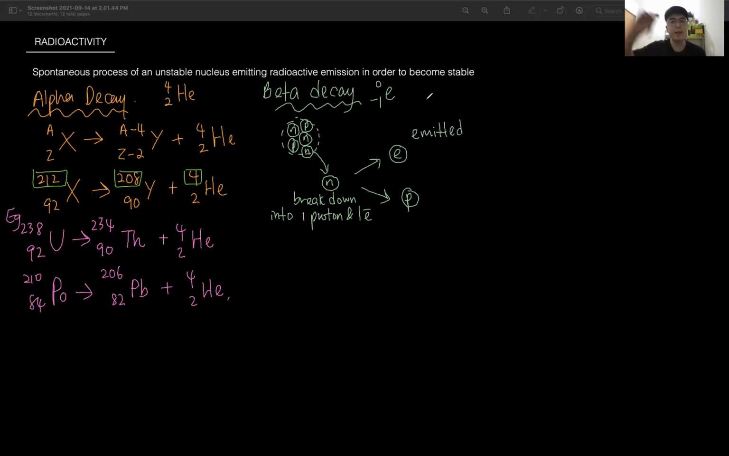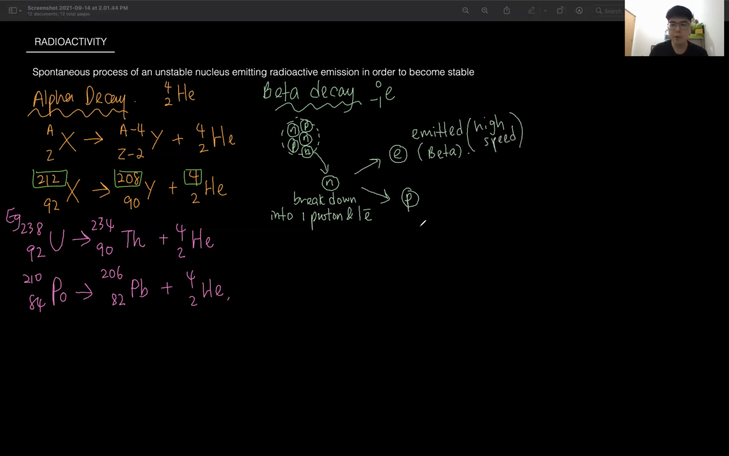It will leave the atom. You will completely leave it. Okay, emitted. That is the beta. This is the beta. That's why you get beta emission, traveling at very high speed.